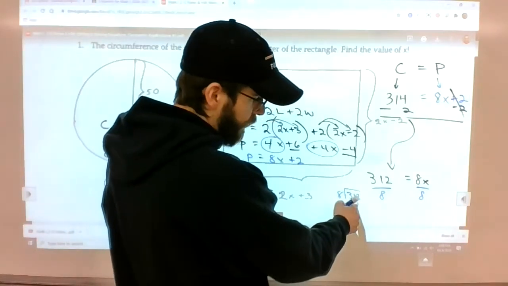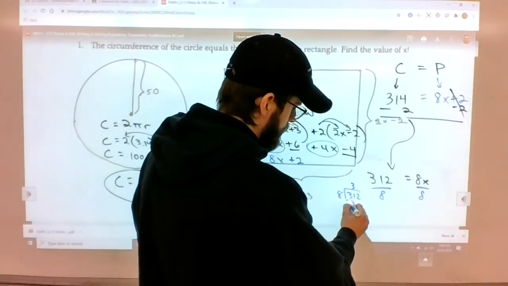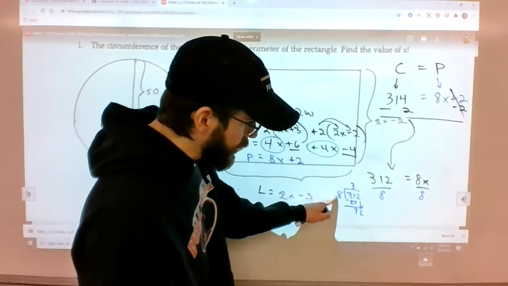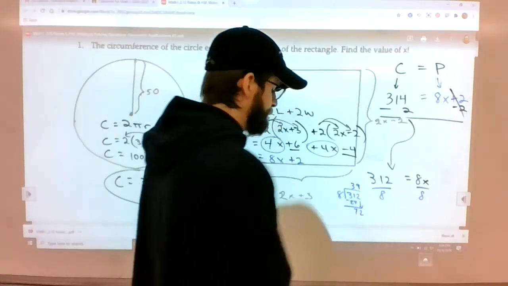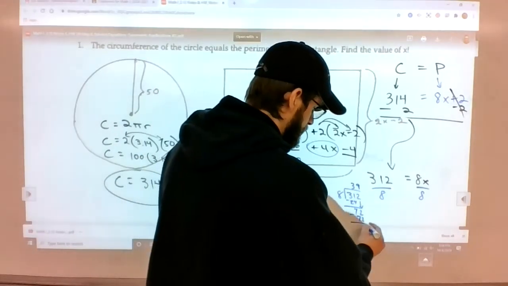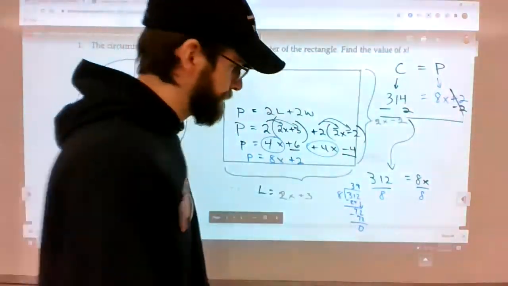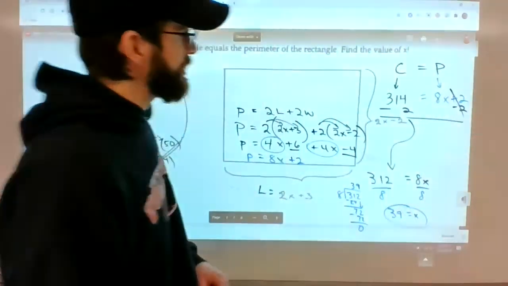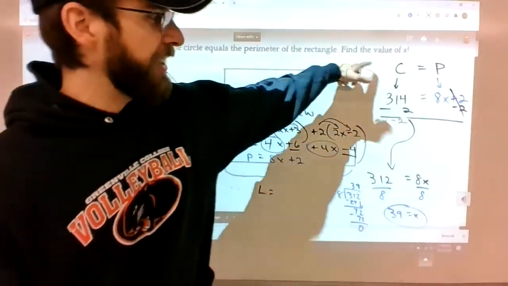8 goes into 31 3 times, almost 4. That means drop a 7 and a 2. 8 goes into 72 exactly 9 times. Okay, so x equals 39. And we answered the question, because it said the circumference of the circle equals the perimeter of a rectangle. Find the value of x.